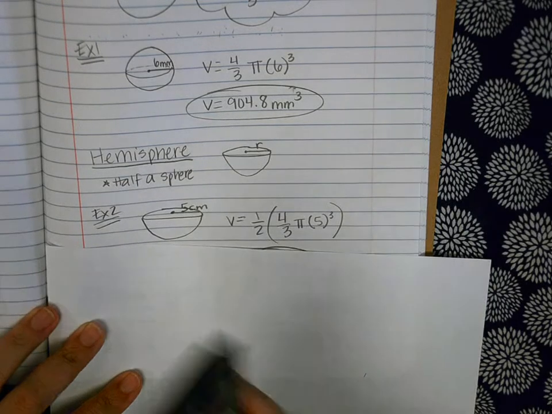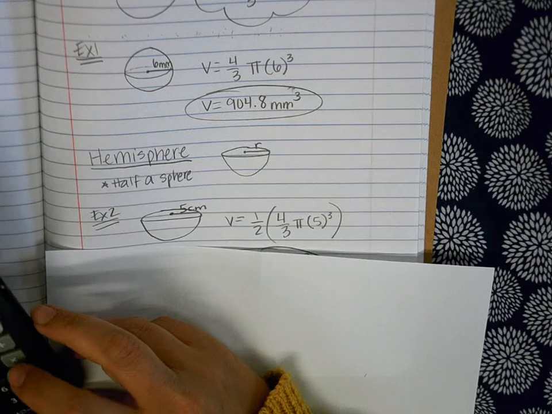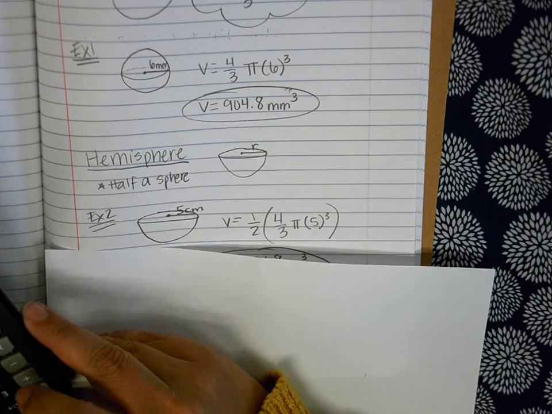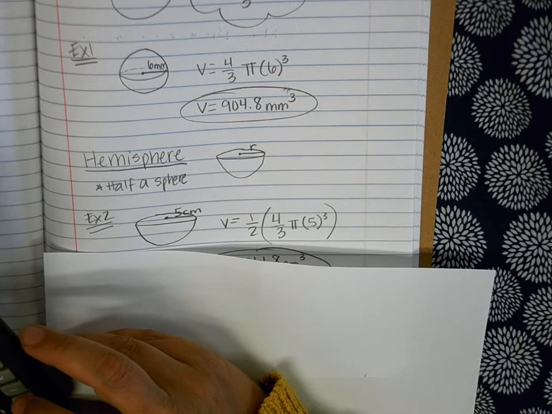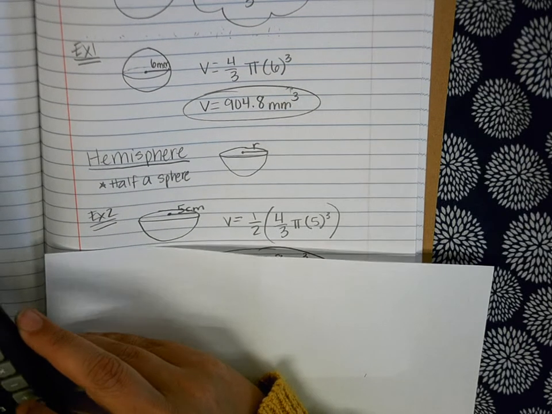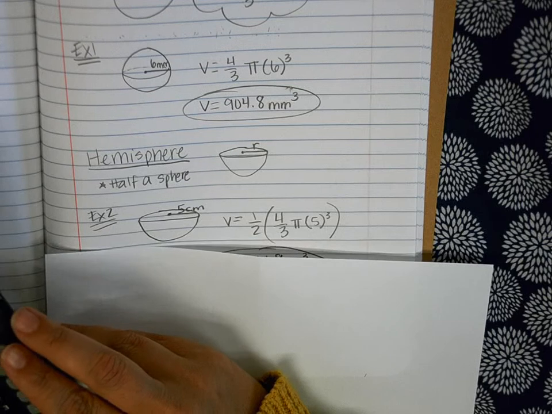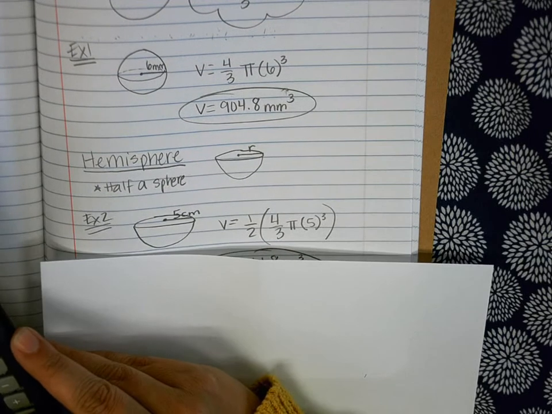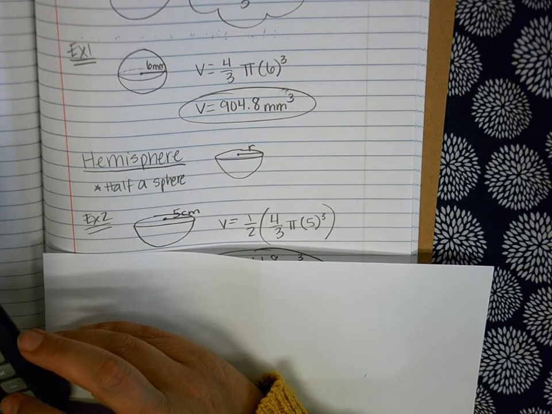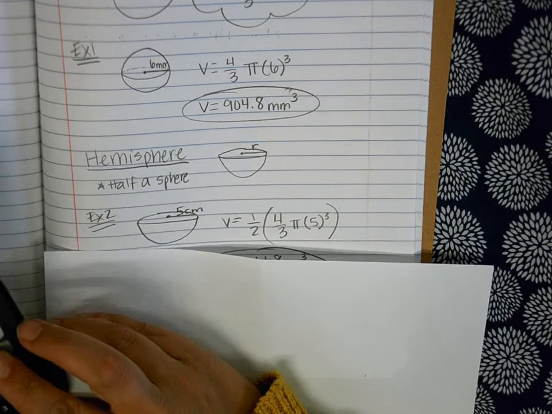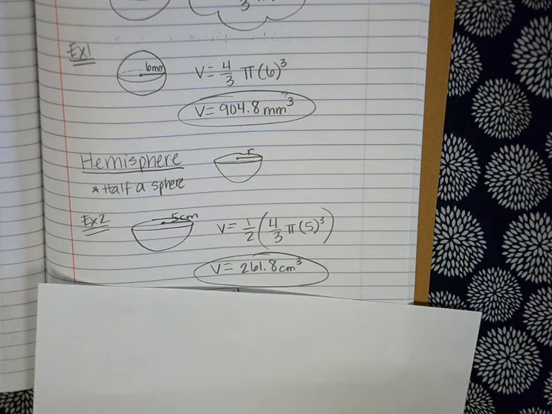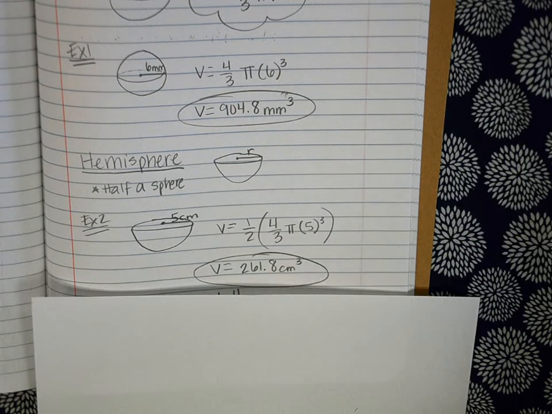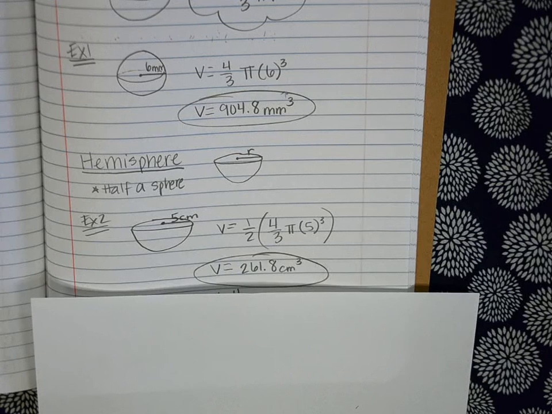So we're going to do, in our calculators, 5 times 5 times 5 equals 125 times pi equals 392 times 4 equals 1570. Divide by 3 equals 523.5. And then divide that by 2. So you should get 261.79. Wait, do you divide the 4 by pi or times it? Times.